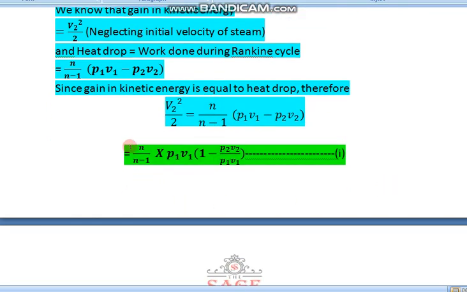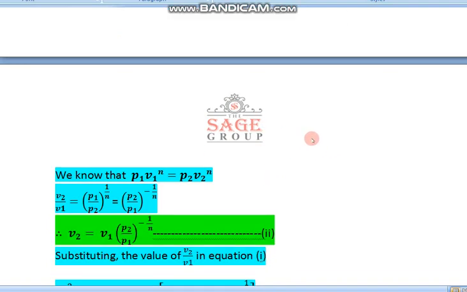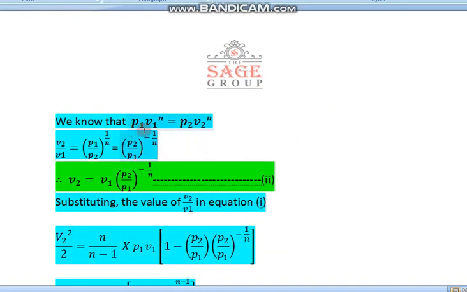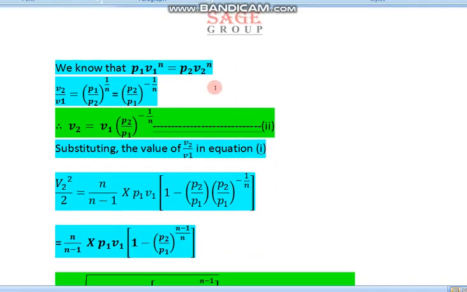And that is written as n by n minus 1 into P1 V1, taking this term out, into (1 minus P2 V2 by P1 V1). Suppose this is equation number 1. Now we know that P1 into V1 to the power n equal to P2 into V2 to the power n. This is for the polytropic process. So V2 by V1 is equal to (P1 by P2) to the power 1 upon n, which is equal to (P2 by P1) to the power minus 1 upon n. We have taken the reciprocal of P1 by P2 here, so the power has changed to minus 1 upon n. And that gives V2 is equal to V1 into (P2 by P1) to the power minus 1 upon n. Suppose this is equation number 2.